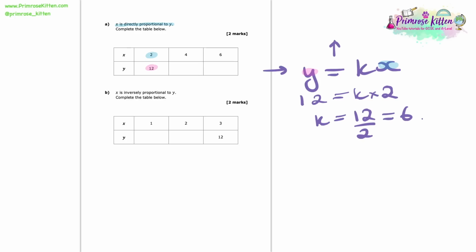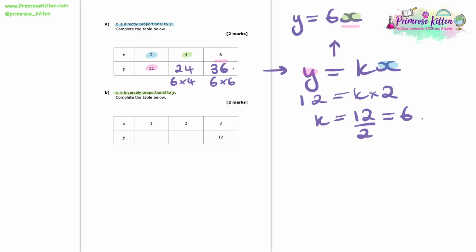By using this method, we've really quickly got ourselves an equation that links y and x. So we can say y equals 6x. Now if we look at when x is equal to 4, we can substitute that into this equation. And we find 6 times 4 is equal to 24. So that's our y value. Then we can do the same when x equals 6. 6 times 6 will be equal to y, which is 36. So there we are, we've done that.